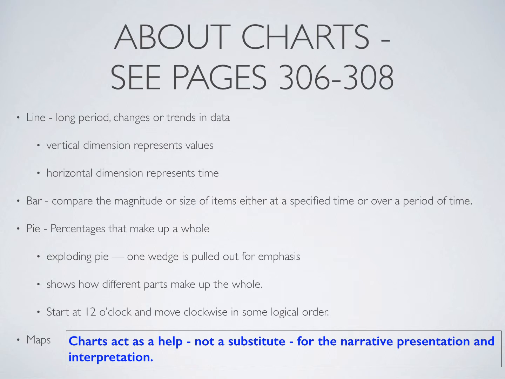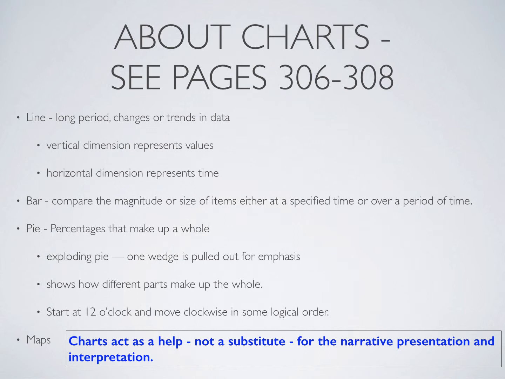Let's talk a little bit about charts, and you can look on pages 306 to 308 for more information on that. Line charts are good when you have long periods of time in which you want to demonstrate changes or trends in data. The vertical dimension represents the values, and the horizontal dimension represents time. A bar chart compares the magnitude or size of items either at a specified time or over a period of time. Pie charts are percentages that make up a whole.